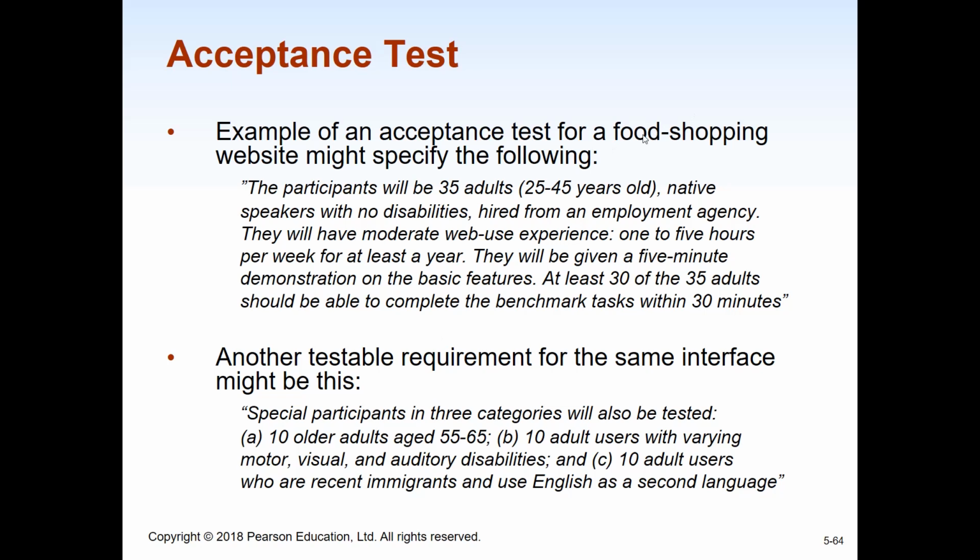Okay, let's talk about this for a food shopping website. We can use this. The participants will be 35 adults, aged 25 to 45 years old, native speakers with no disabilities, hired from an employment agency. They will have moderate web use experience.